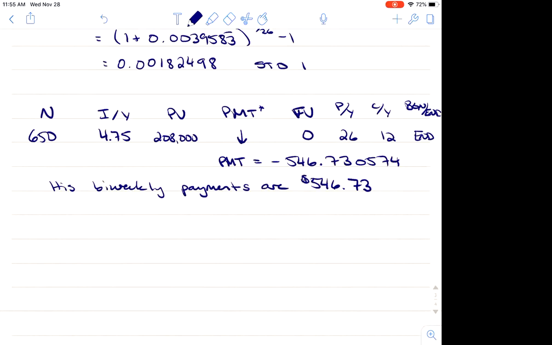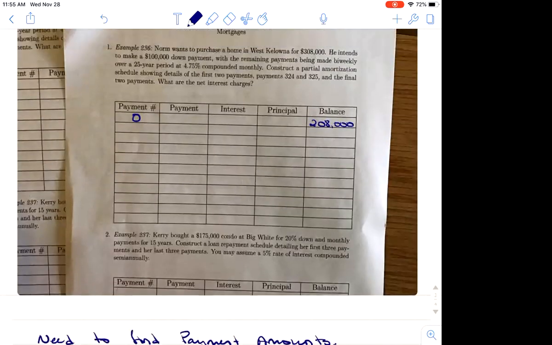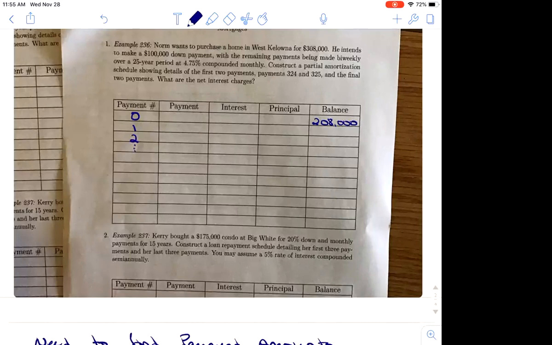So we can take this to our sheet, right? You have one in front of you, and I'll just list the payments that we have to find. Payment 0 is always your first line, and then the first and second payments is what we're told to find. We want to find 324 and 325.